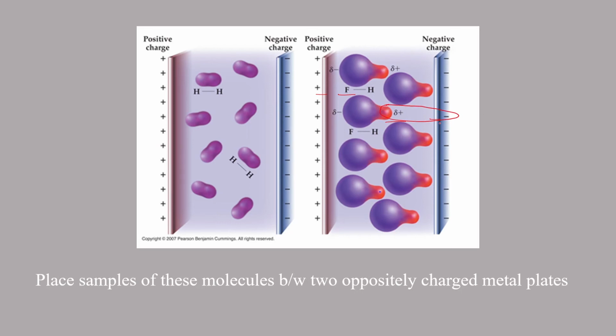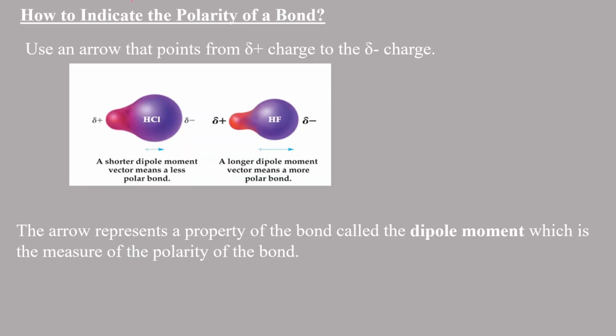And based on this behavior, we can say that hydrogen fluoride is a polar molecule and hydrogen is nonpolar. Let's see how to indicate the polarity of a bond. Polarity of a bond can be indicated with the help of an arrow that points from the positive charge to the negative charge. The arrowhead points to the negative end of the bond, and the arrow is crossed at the positive end, like this.